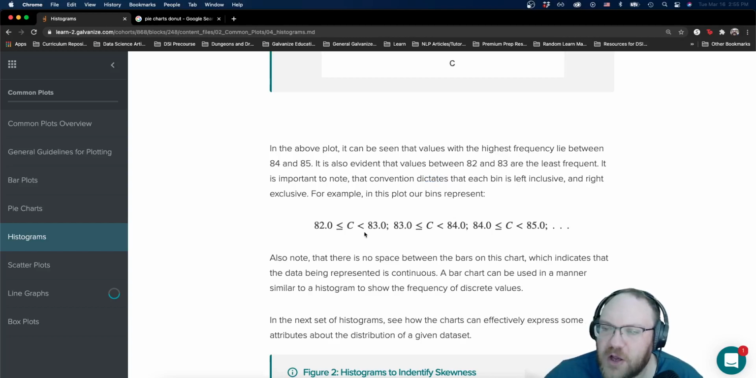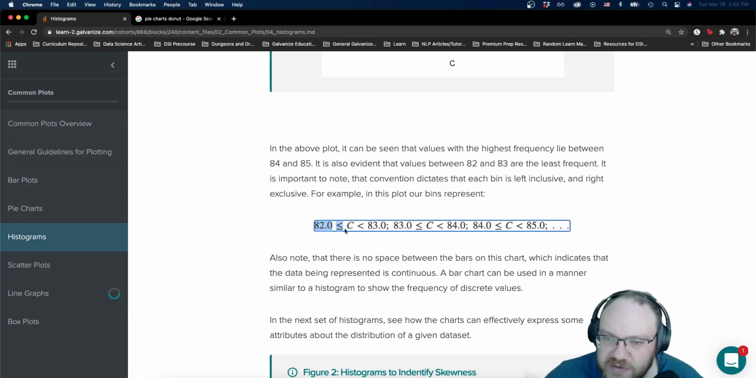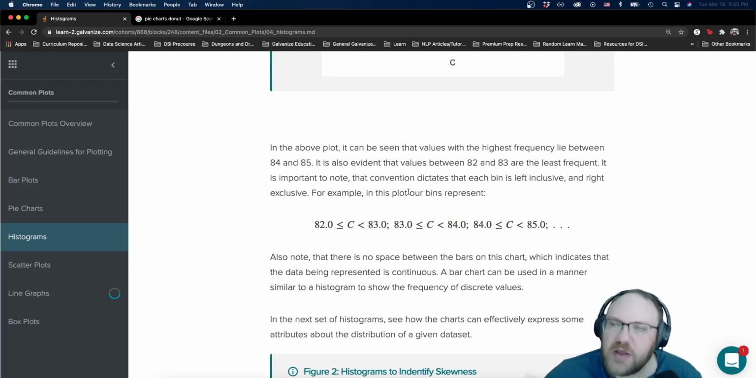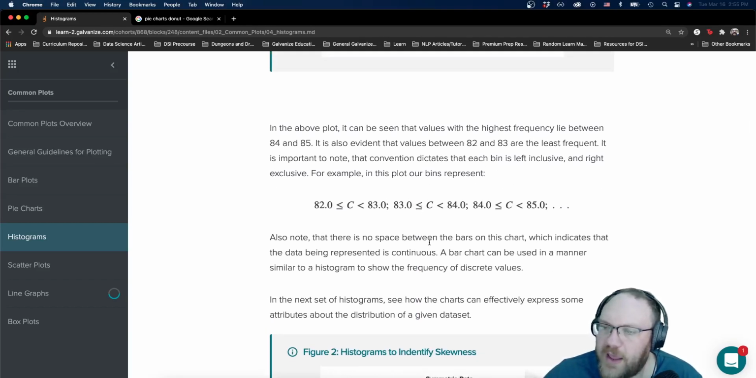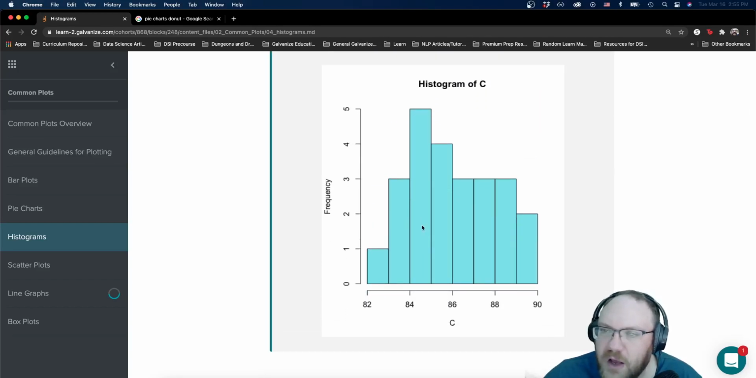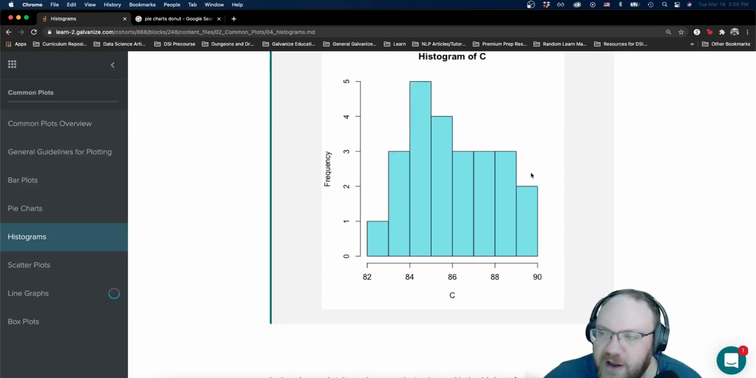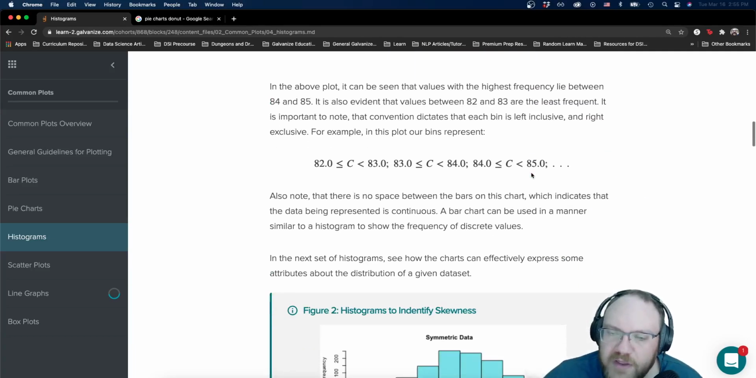This talks about our left inclusive, right exclusive: less than or equal to 82, but strictly less than 83. Left inclusive, right exclusive, like we talked about. And that's the basics of how you can read a histogram. On the y-axis, we have frequencies. So I could say I had 5 values that were greater than or equal to 84 and strictly less than 85, 4 between 85 and 86, so on and so forth. I can have an idea of the distribution of this data.